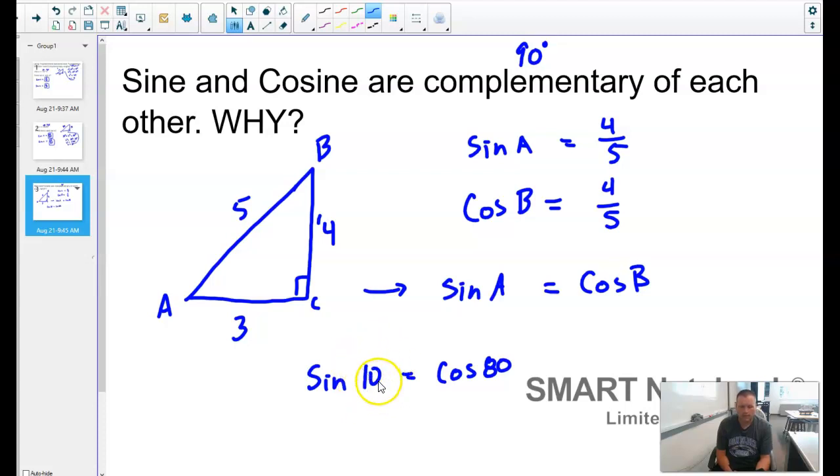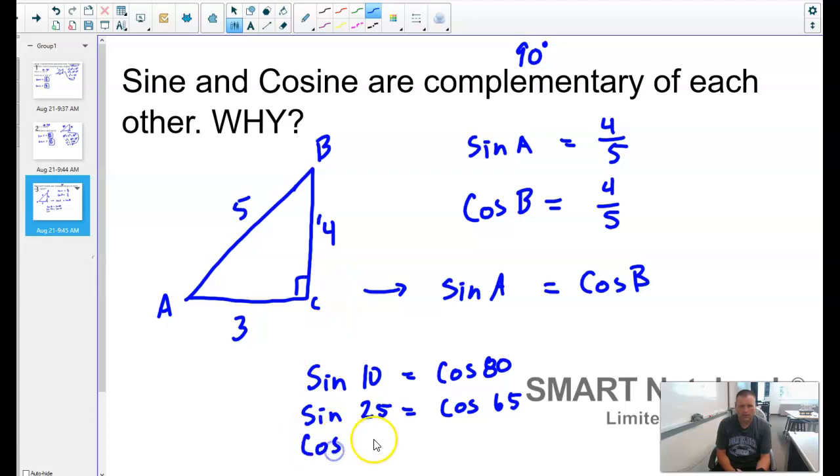So this angle and this angle have to add up to 90, and then you have your opposite angles. So if I had the sine of, let's say, 25, that would have to be equal to the cosine of what? Again, it has to add up to 90 degrees, so that would be the cosine of 65, because the 25 and the 65 give you 90. They're complementary of each other because those angles add up to 90 degrees. That's why they call it complementary.